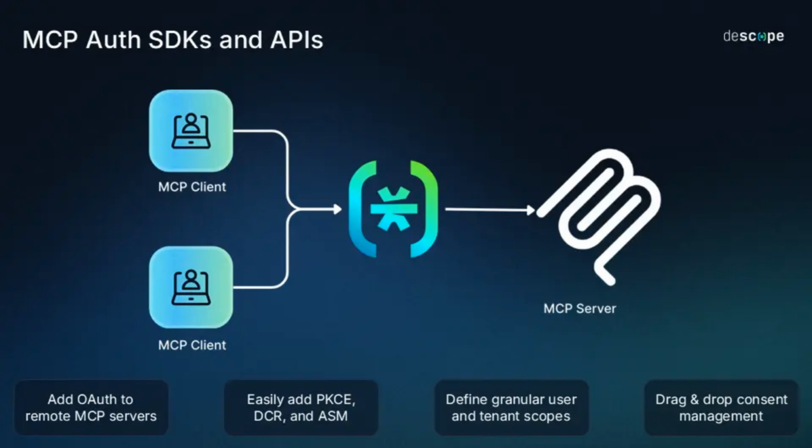Thanks, Kevin. To round off this video, let's cover MCP Auth SDKs. Descope MCP Auth SDKs are an easy and powerful way to make your remote MCP servers production ready. You can add the OAuth authorization code flow, PKCE, dynamic client registration, authorization server metadata, and more to your MCP servers with just 3 lines of code. I'll now hand it over to Alan to show how an MCP server secured by our SDKs interacts with clients in a secured, scoped, and consented manner.